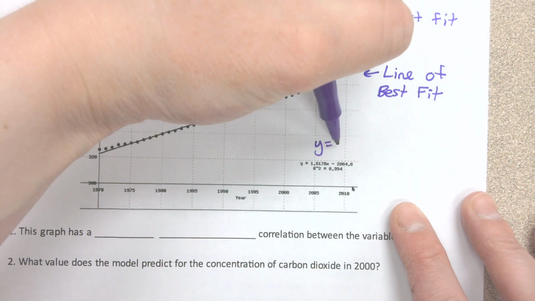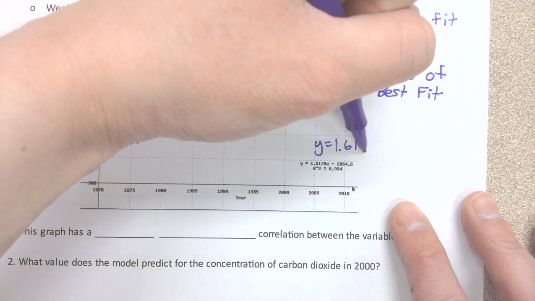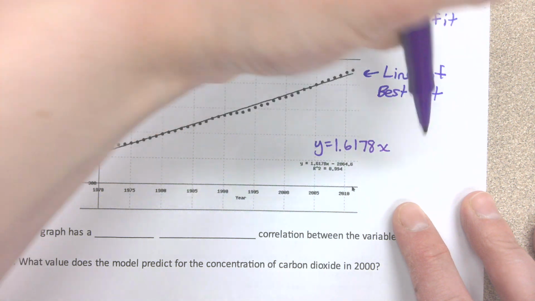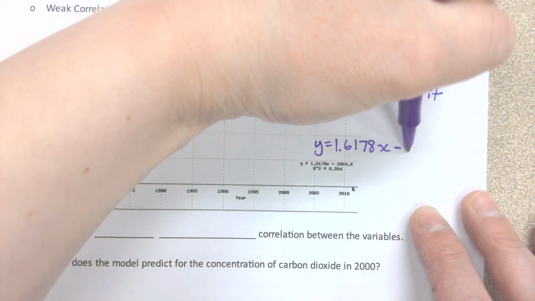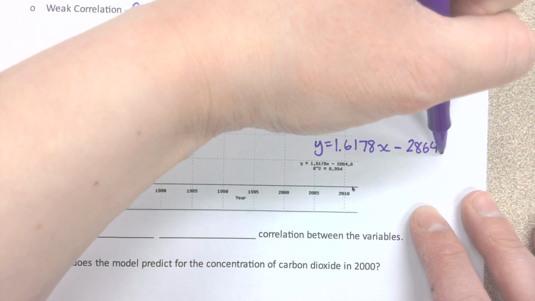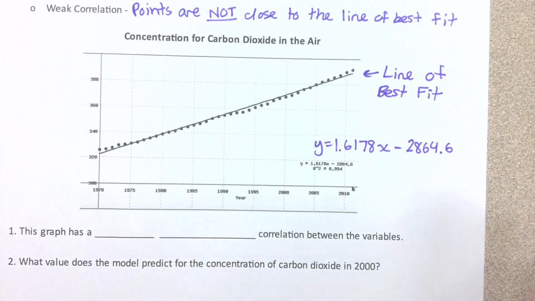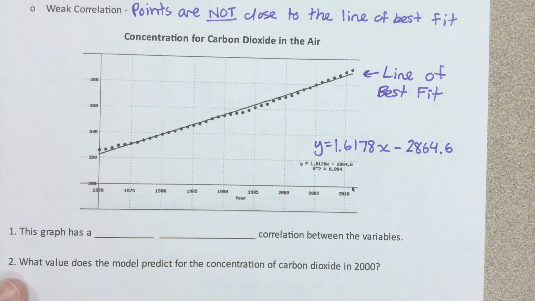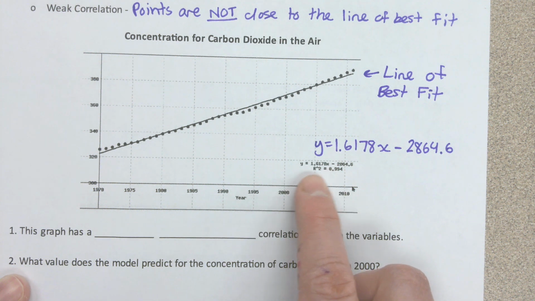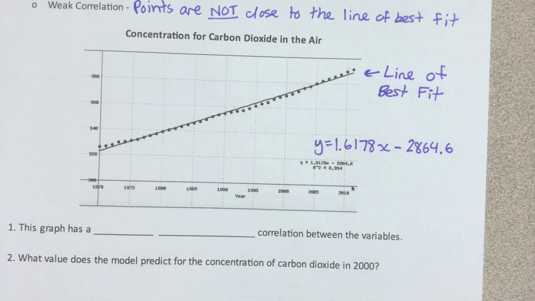Y equals 1.6178x minus 2864.6. Underneath the equation, that r squared number, that is referred to as the correlation coefficient. We're not going to cover that in this class.